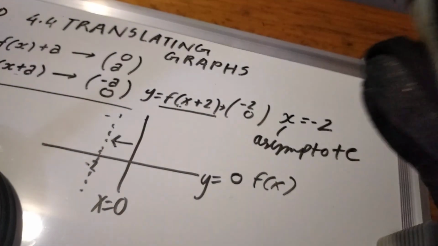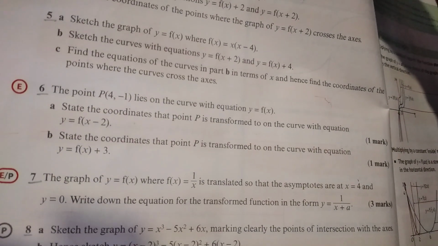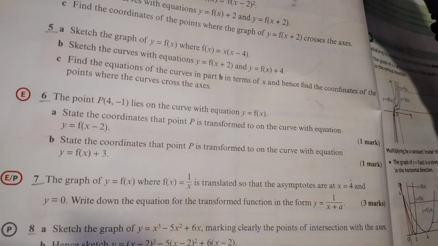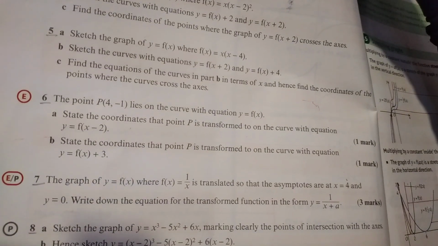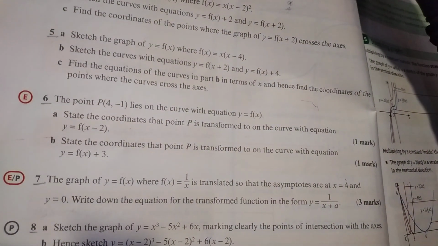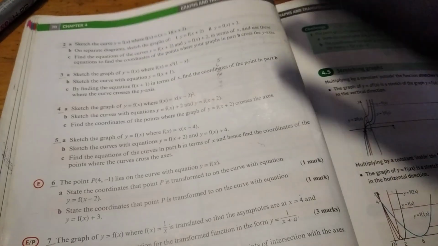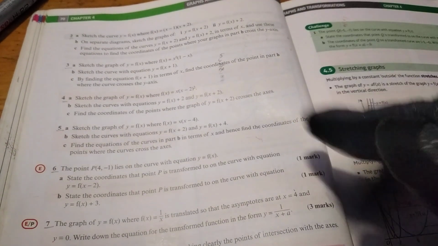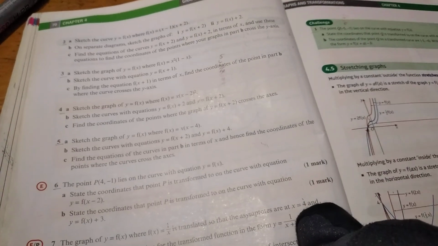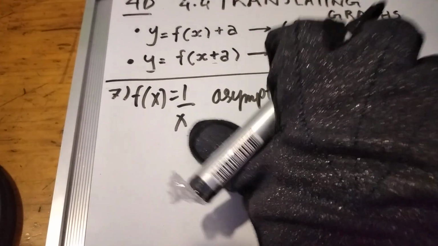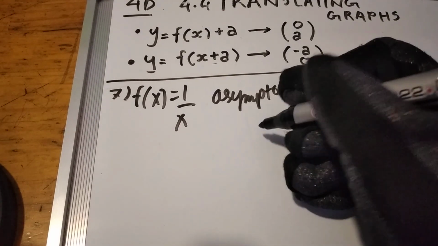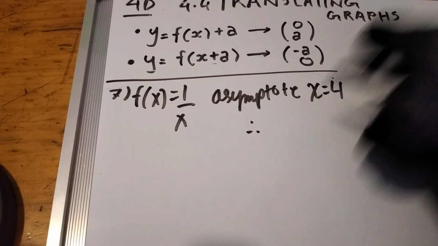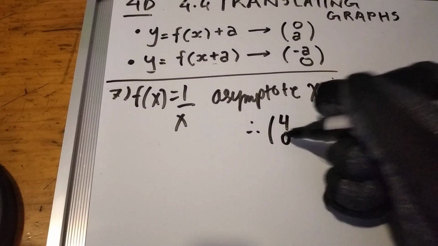Now we will do number 7. Question 7 says the graph of y equals f(x), where f(x) equals 1 by x, is translated so that the asymptotes are at x equals 4 and y equals 0. So there is no change in y, we can see. Write down the equation for the transformed function in the form y equals something. As I've already told you, the asymptote will also be translated. So from here we can tell that the asymptote is x equals 4, therefore the translation coordinates in this format will be (4, 0).